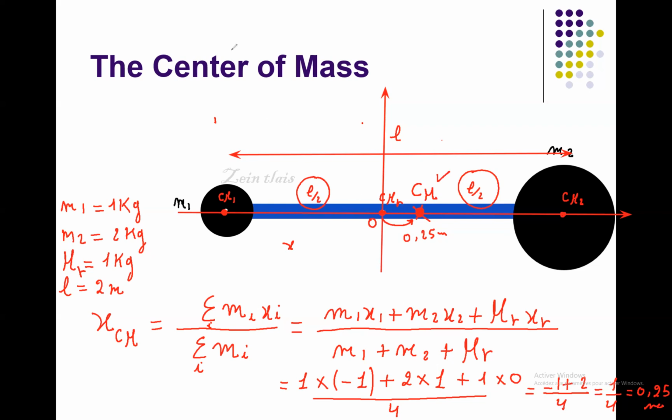Also, you can try if you put the x at this point. At this point, we have x1 equals minus L, x2 equals 0, and xr equals minus L over 2. And also you can try, you will get the same result.